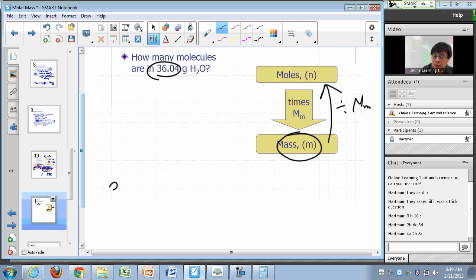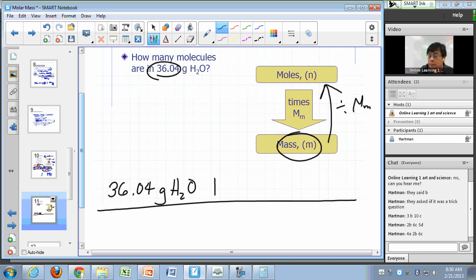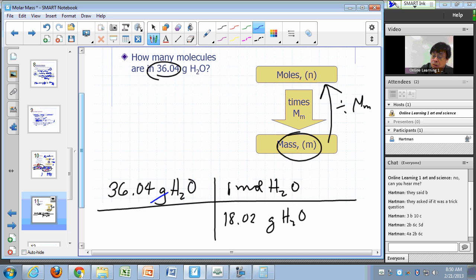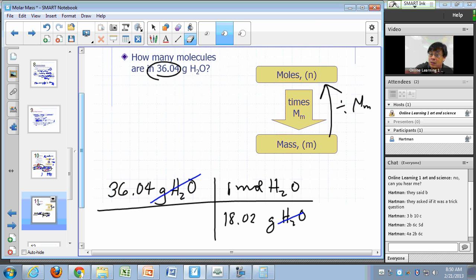And here's how you do it. You say 36.04 grams of H2O times 1 mole of H2O has a mass of 18.02 grams of H2O. So grams H2O cancel out. So 36 divided by 18. Okay, so here the mass is 36.